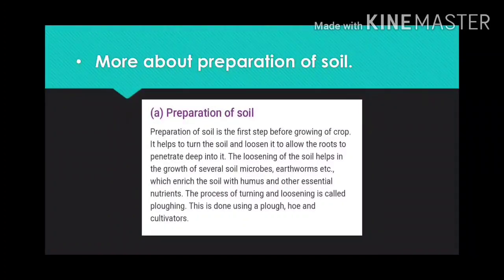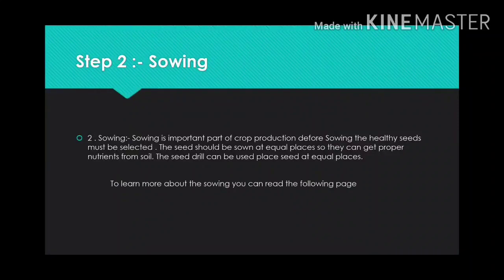Now we will see the second step, which is sowing. Sowing is an important part of crop production. Before sowing, the healthy seeds must be selected. The seeds should be sown at equal places so they can get proper nutrients from soil. Seed drills can be used to place seeds at equal places. Sowing is a very important process.